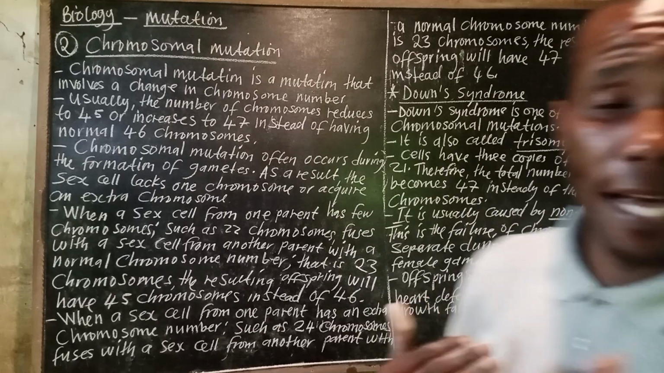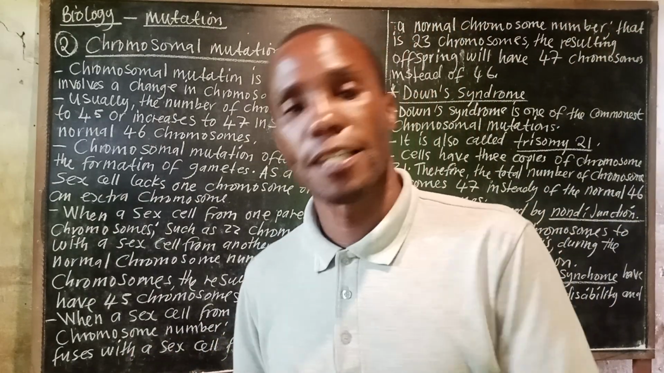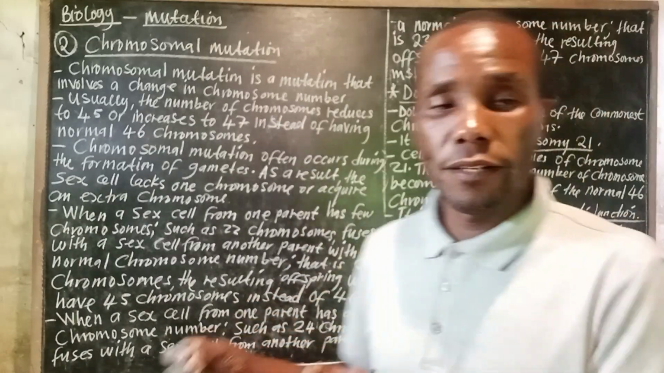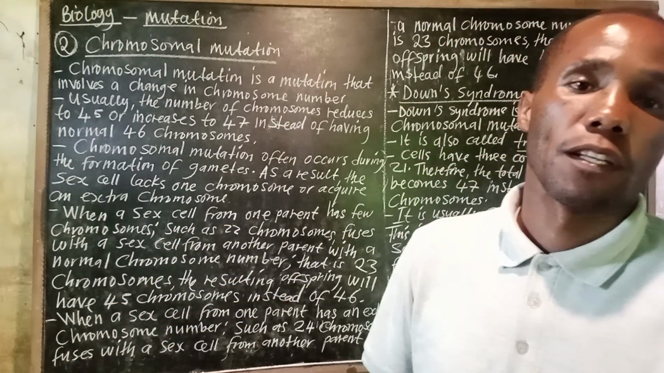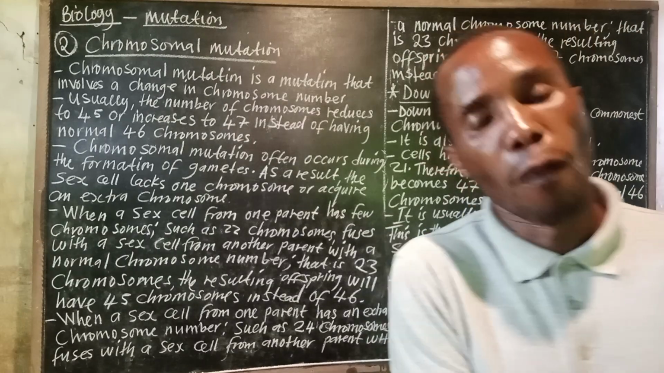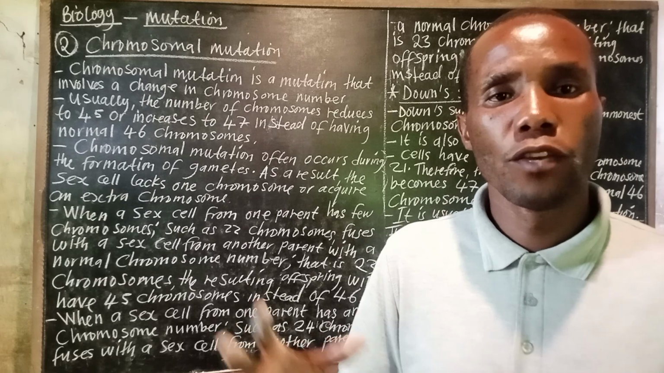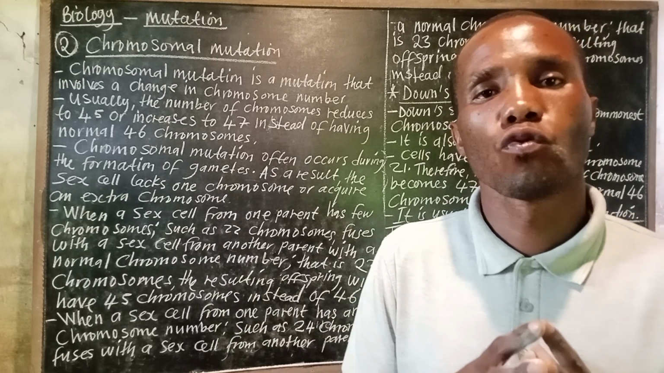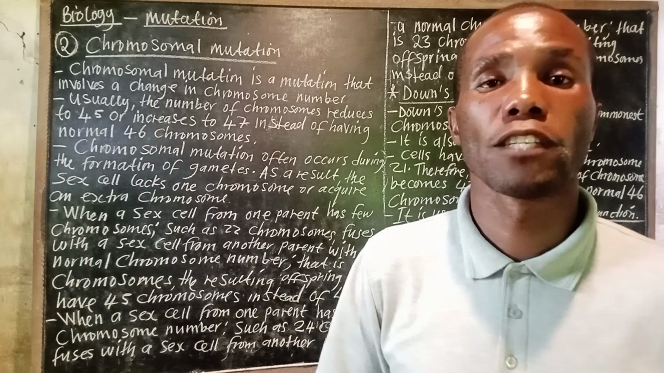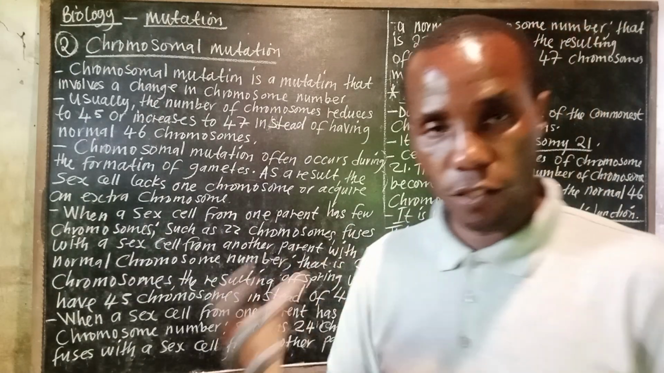Now, here is a scenario where this is a parent, either female or male. That particular parent has got 22 chromosomes, fusing with a normal parent with 23 chromosomes. When you sum them up, you are going to find that the number of chromosomes that particular offspring is going to have is 45 instead of 46.